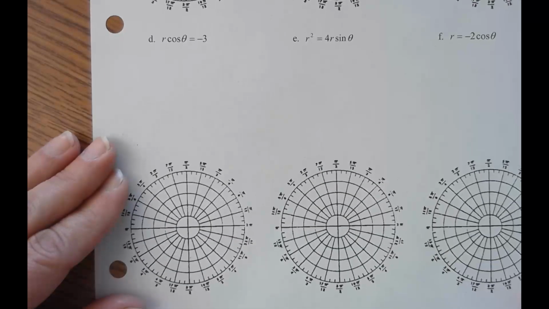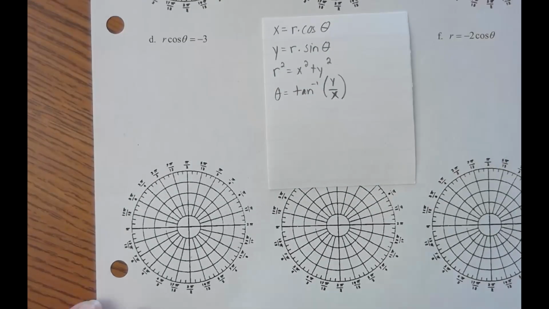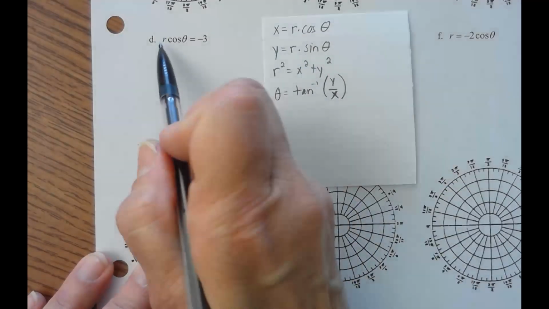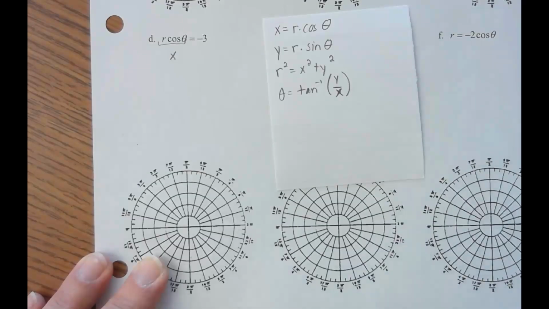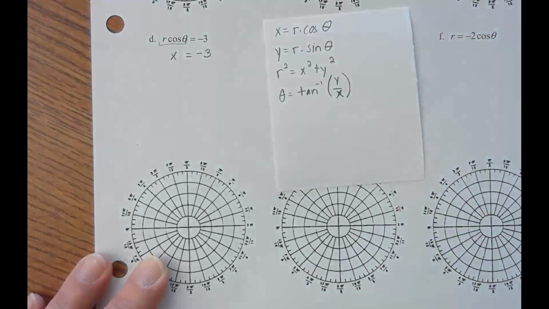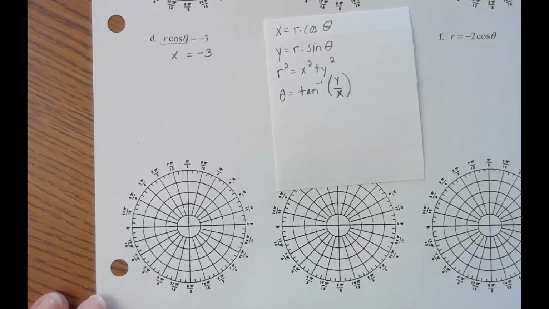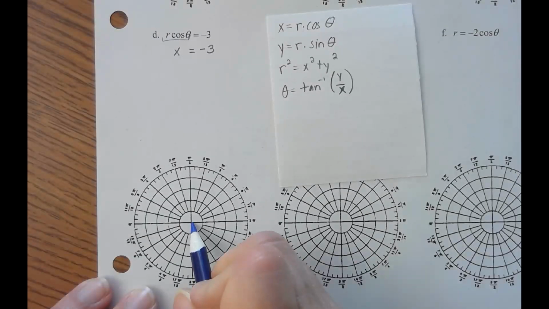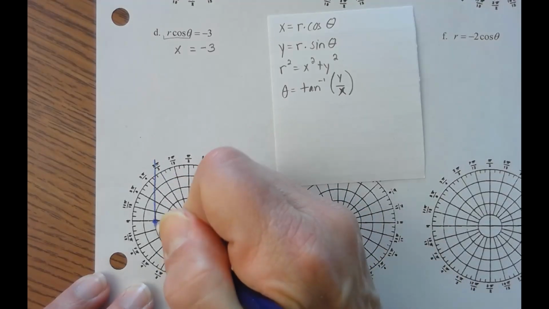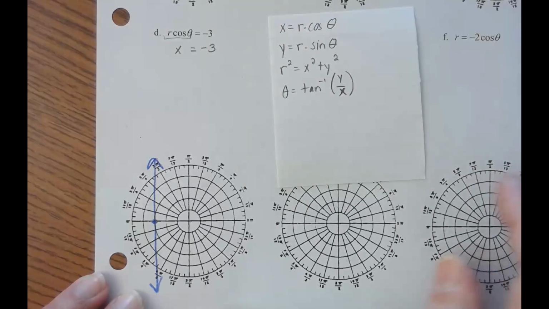r cosine theta equals -3. When I look at my toolbox, I notice that r cosine theta is equal to x. So right away, I can substitute x in place of r cosine theta, and now I have x equals -3. I recognize this as a vertical line that goes through -3. So when I graph it, I go to -3, and I draw a vertical line. Next equation.